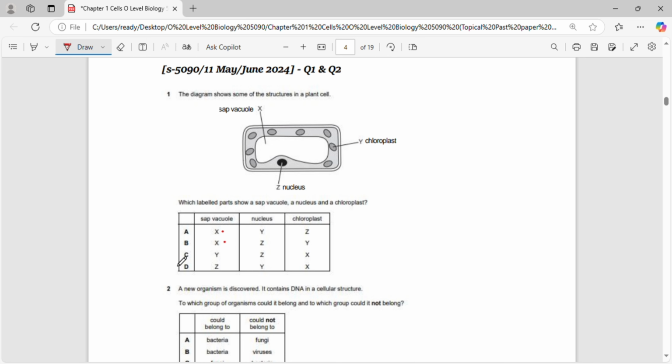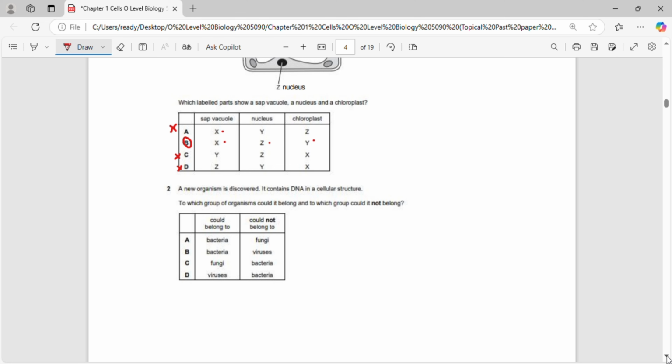X is identified as the sap vacuole. Correct. Now, consider options A and B. C and D are incorrect, so we can rule them out. Next, let's compare A and B. Is Y the nucleus? No, so we can eliminate option A. This leaves us with option B, which correctly identifies X as the sap vacuole, Z as the nucleus, and Y as the chloroplast.